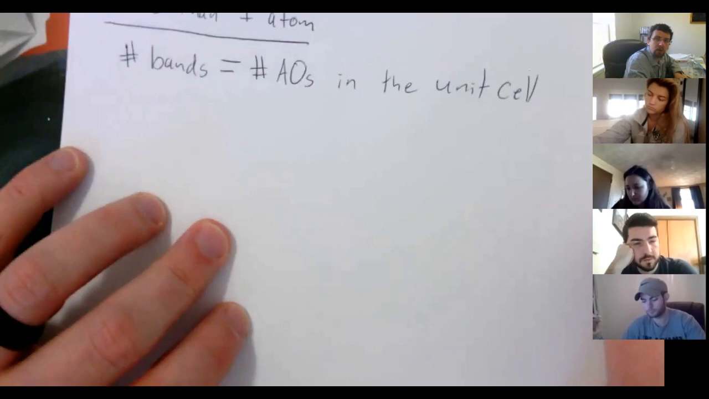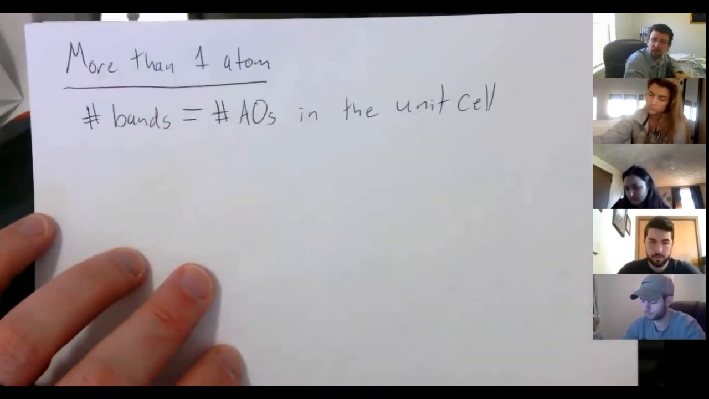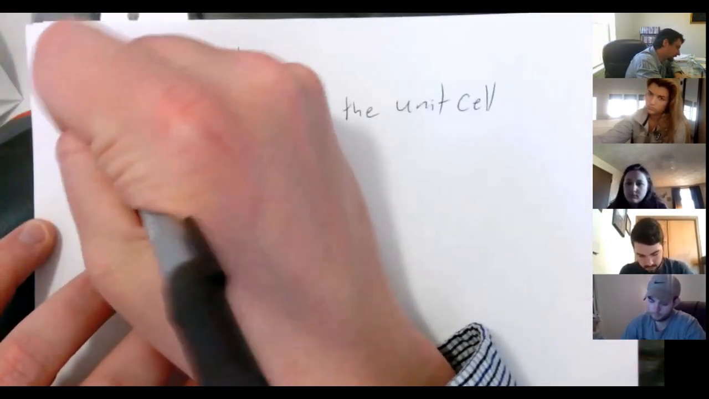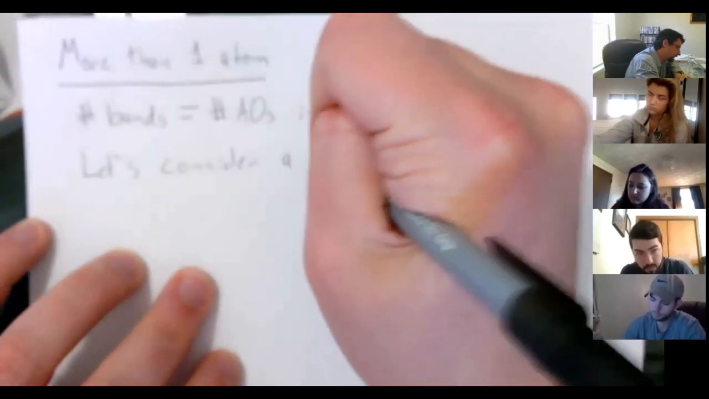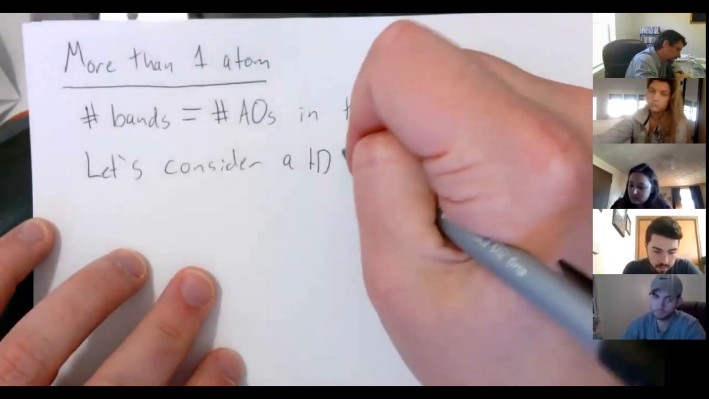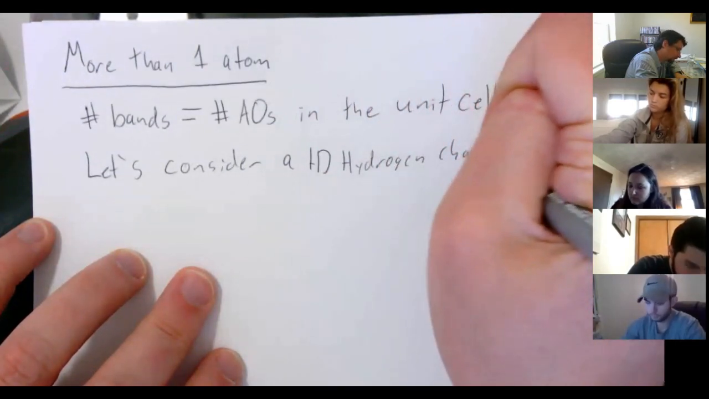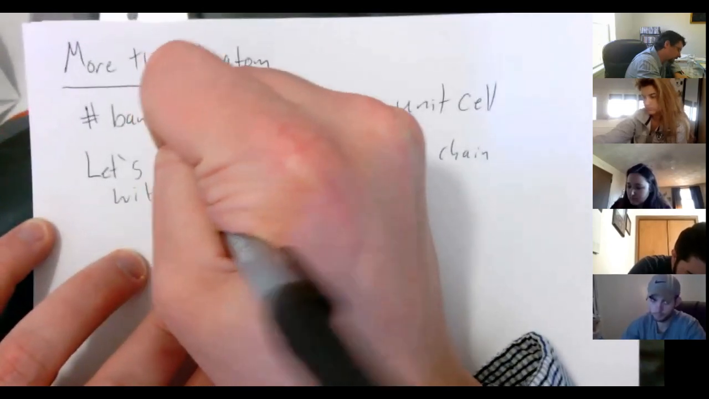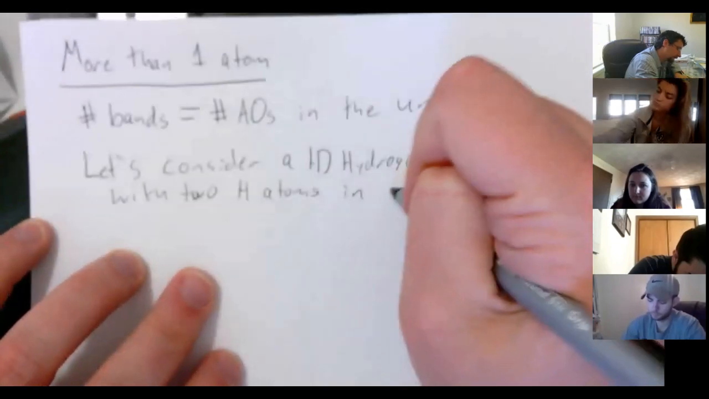Okay, so now what we're going to do is start with that 1D hydrogen chain, but we're going to include 2 atoms. So let's consider a 1D H chain with 2 H atoms in our unit cell.